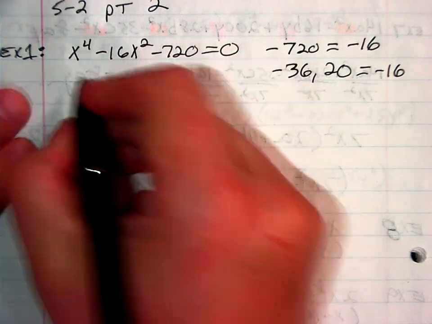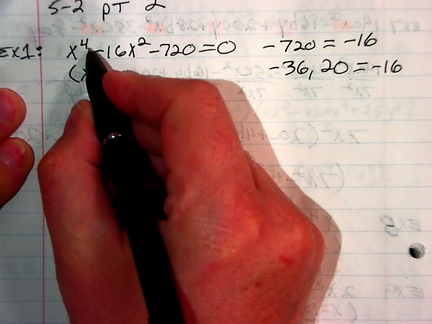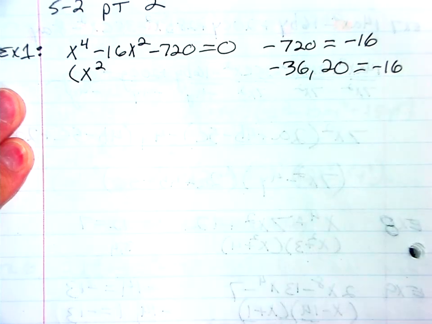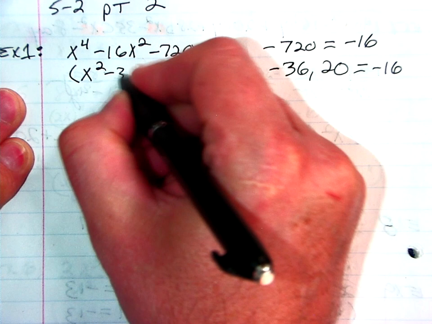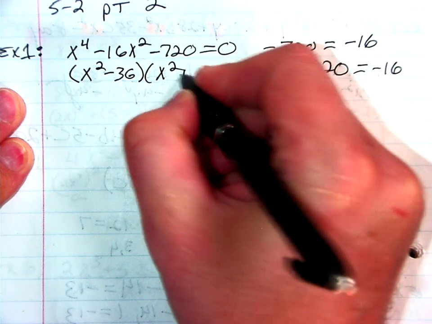All right, so this factored into negative 36 and 20. So I'm going to draw my parentheses. Normally we do an x, but if I did x times x, it wouldn't give me x to the 4, would it? So we're going to do x squared: x squared minus 36 and x squared plus 20.